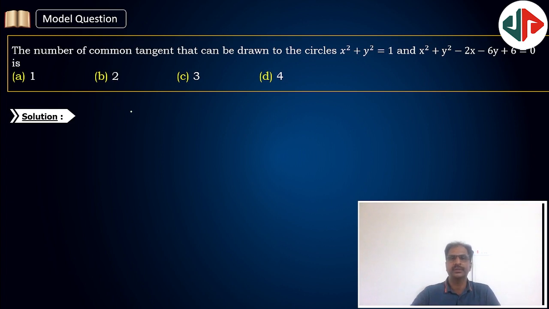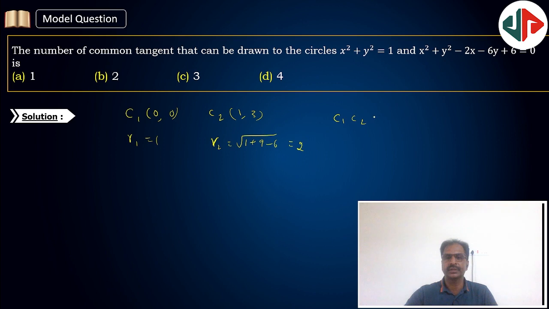Next, the number of common tangents that can be drawn to the two circles. Center of the first circle is (0, 0), radius is 1. Center of the second circle is (1, 3), radius is under root 1 plus 9 minus 6, which is 2. Distance between the centers C1, C2 is under root 1 plus 9, root 10. R1 plus R2 is 3. Root 10 is more than 3. Therefore, C1C2 is greater than R1 plus R2.